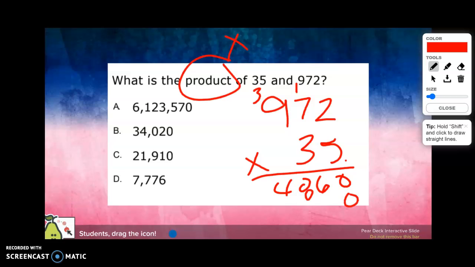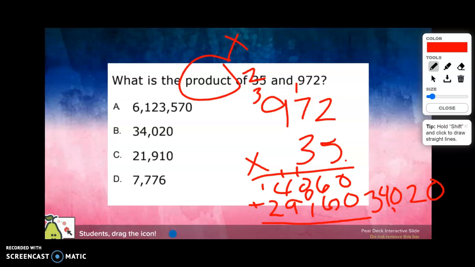3 times 2 is 6. 3 times 7 is 21. 3 times 9 is 27, plus 2 is 29. So now I add them all together. That's going to be 0, 2, 10. 5. 1 plus 4 is 5, plus 9 is 14. 1 plus 2 is 3. So our answer is 34,020. So would it be B?